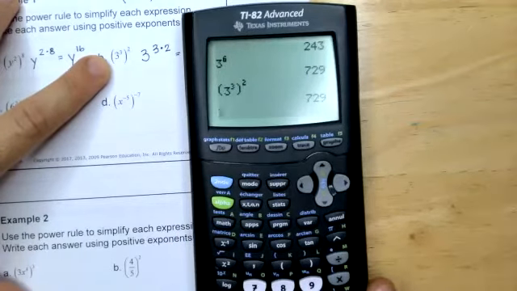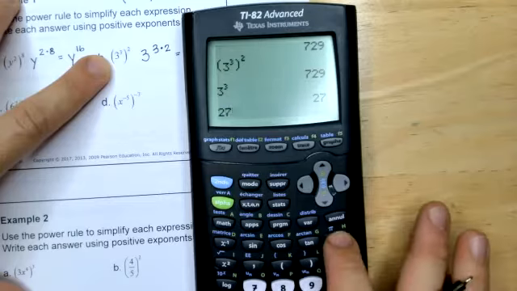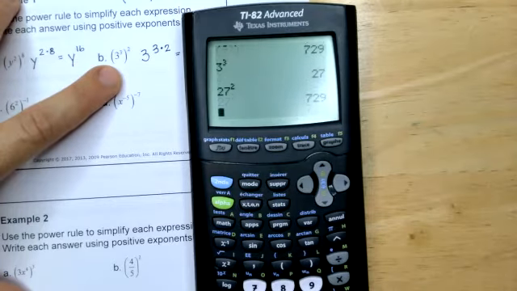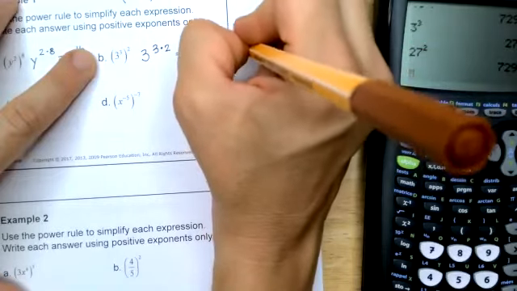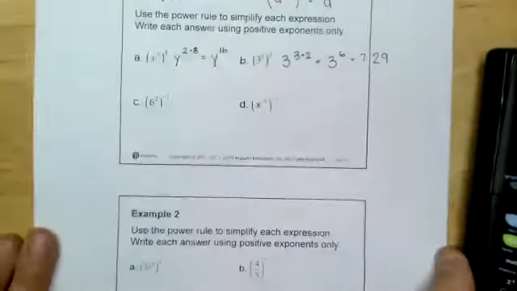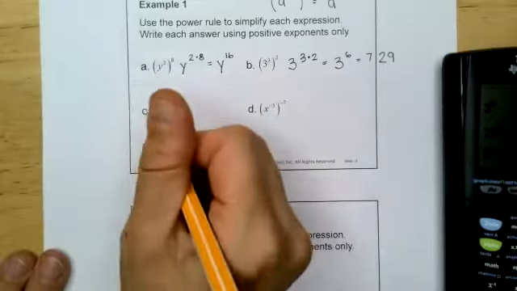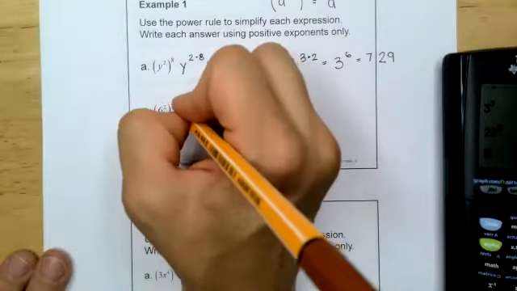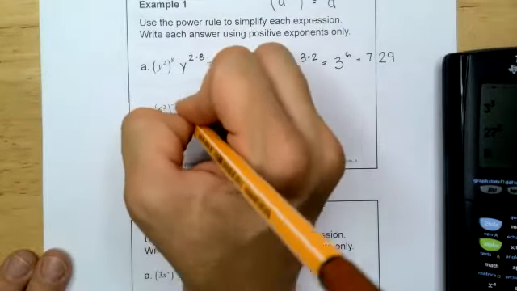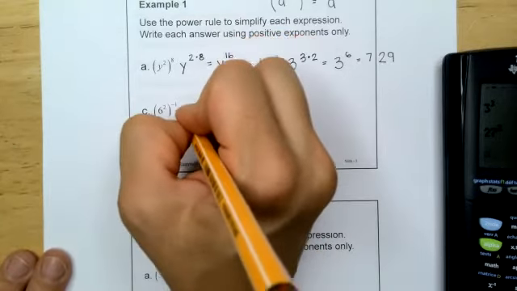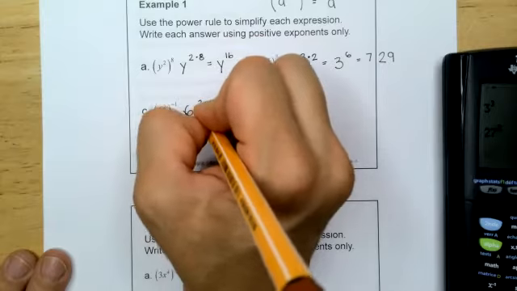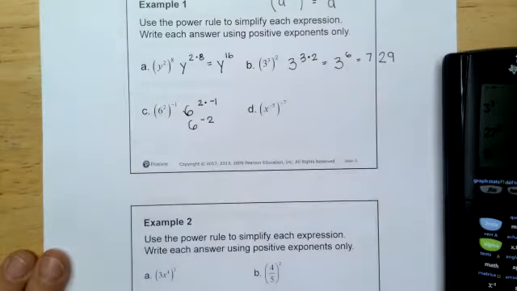Good. Because 3 to the power of 3 is 27. 27 to the power of 2 is 729. And that's the same as 3 to the power of 6. Good. All right, 6 squared to the power of -1. That means you have 6 to the power of 2 times -1. 6 to the power of -2, because a positive times a negative is a negative.